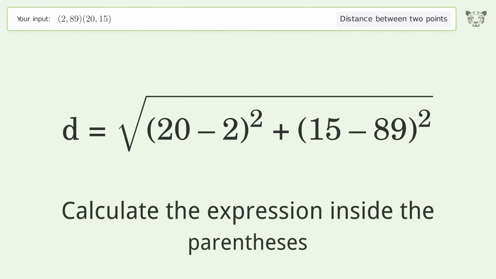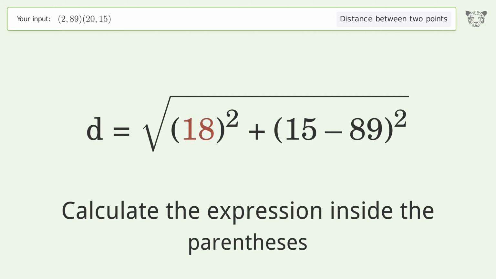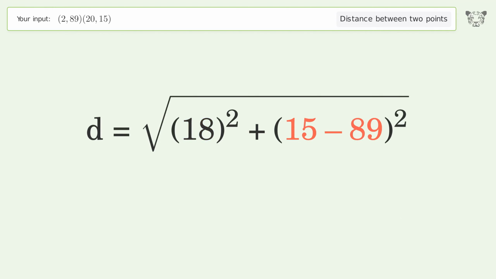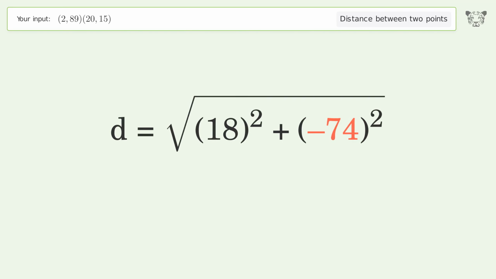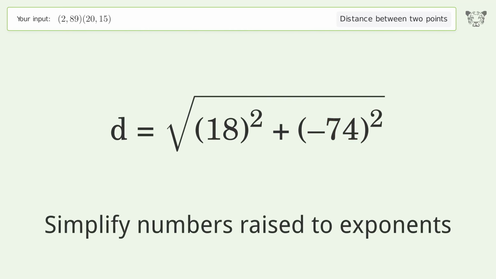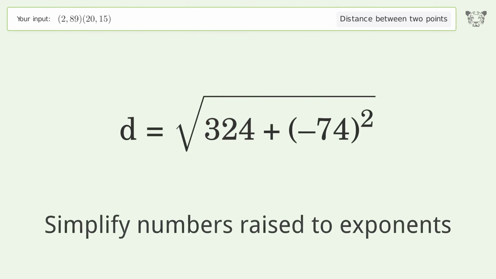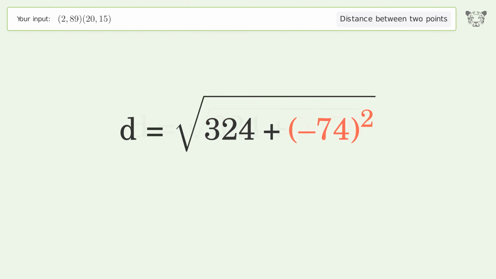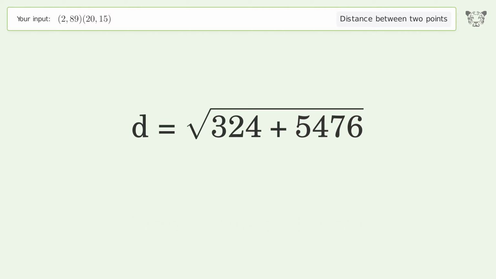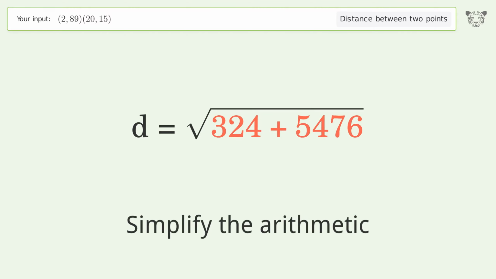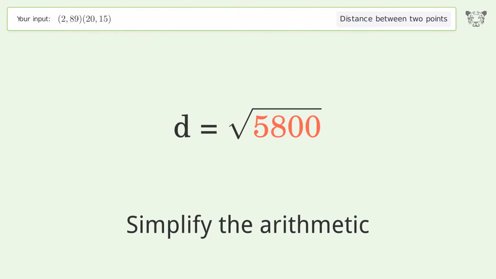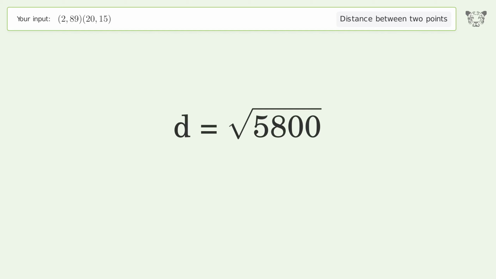Calculate the expression inside the parentheses. Simplify numbers raised to exponents. Simplify the arithmetic. And so the distance between the 2 points is the square root of 5,800, or 76.158.